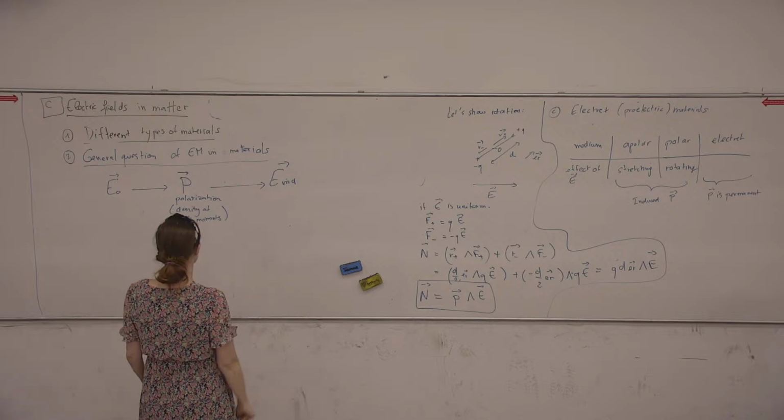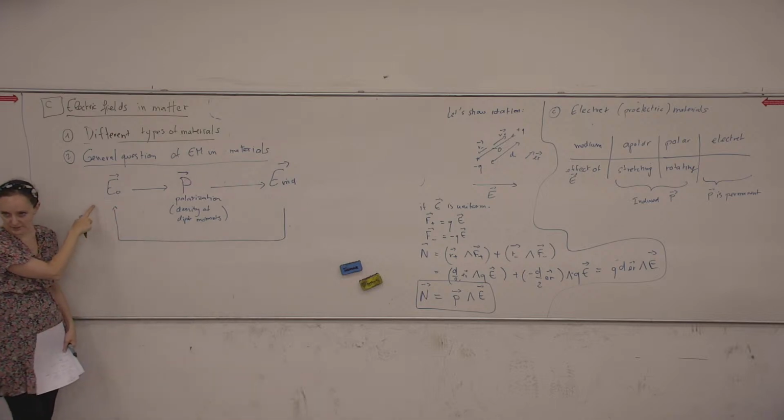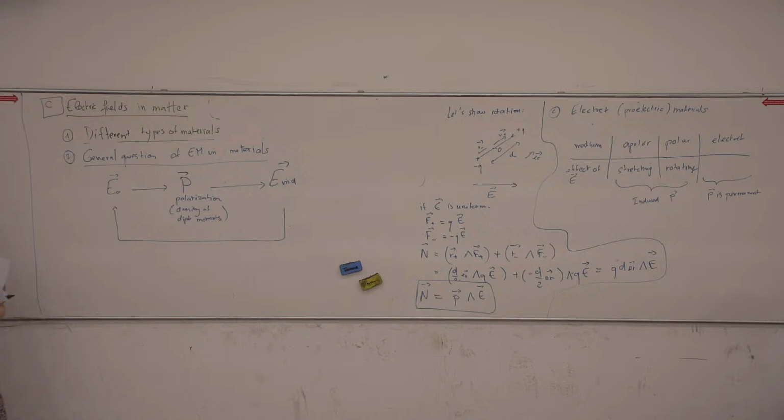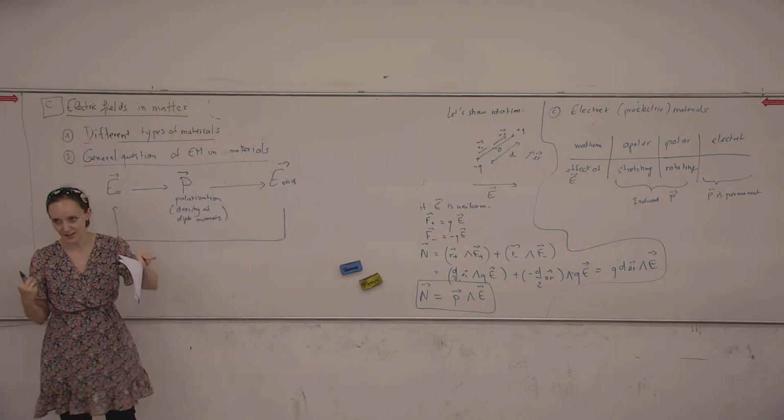But then E induced is adding up to E0, right? So the new E in which my material is standing is the sum of the original field E0 and the field that was induced by the very presence of E0. And so you see there is an issue of circularity, a problem of keeping things consistent. How do I calculate this when this influences this and this influences this, etc.?